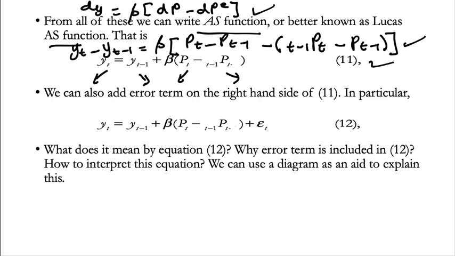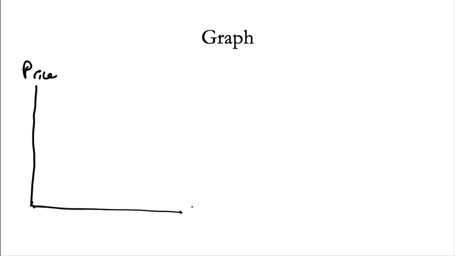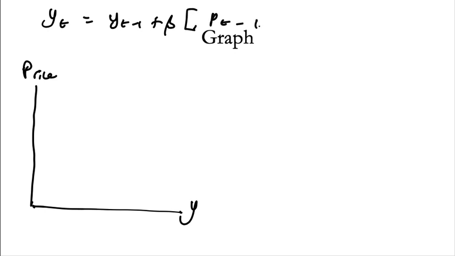Okay. We can also use a diagram to explain this expression here. In the form of a graph, let's say we put price on the vertical axis, and then we put output on the horizontal axis. Let's recall back, the equation looks like this. Yt equals yt minus 1 plus beta, and then pt minus t minus 1 pt.